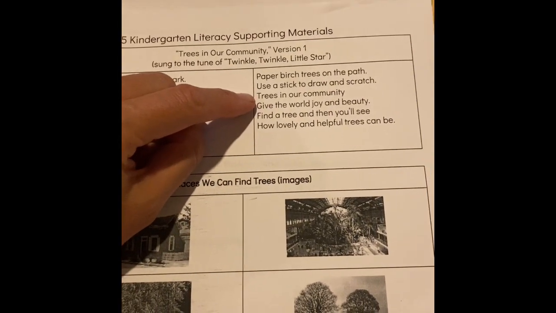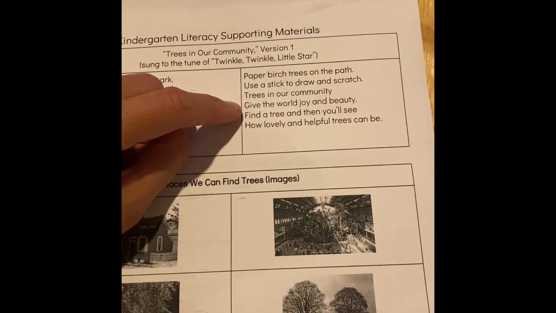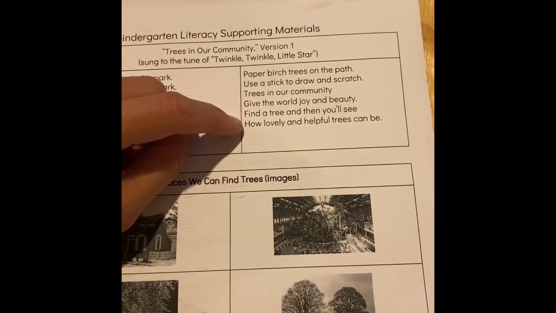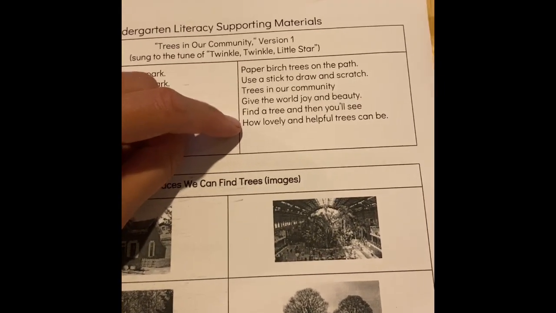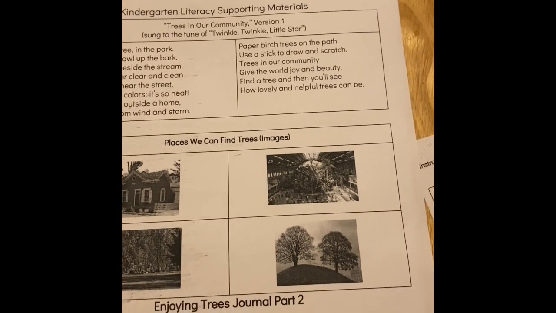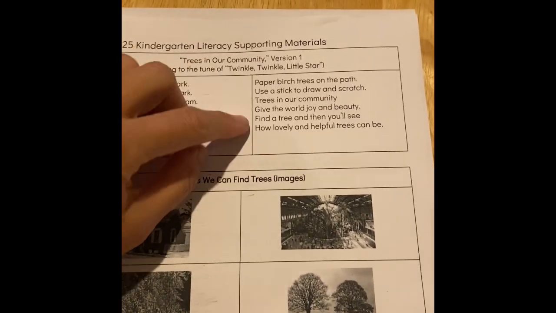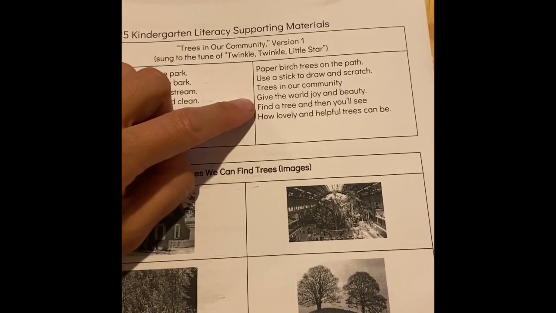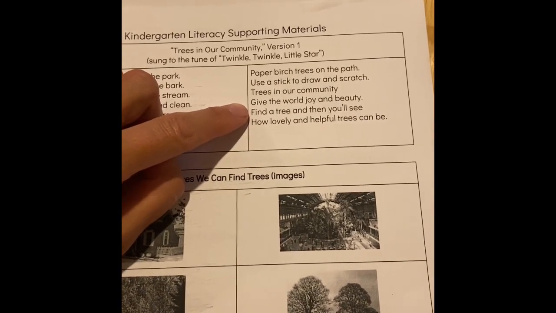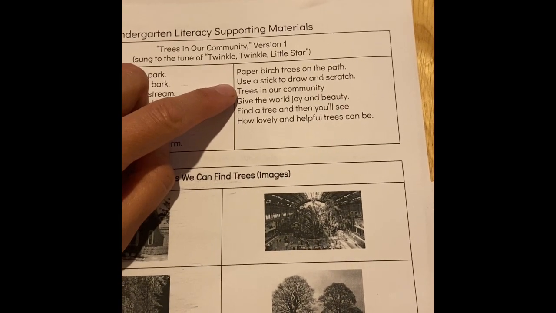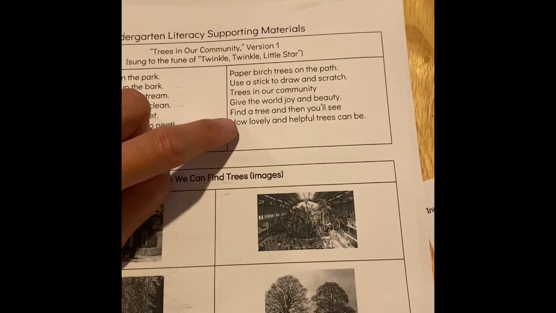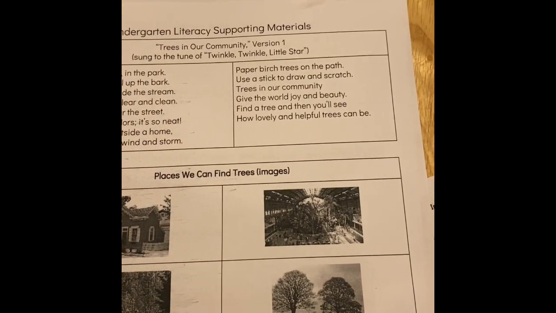Then the last part says, trees in our community give the world joy and beauty. Find a tree and then you'll see how lovely and helpful trees can be. So I think this last part really does give us a big clue about what the main idea of this poem is. It says, trees in our community give us joy and beauty, and they can be really lovely and helpful. So how can we write that?